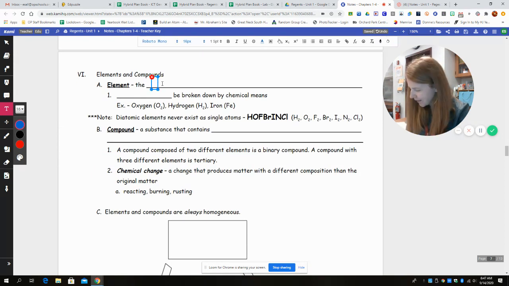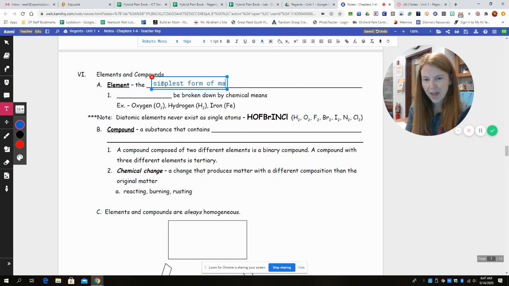Elements and compounds. An element is the simplest form of matter. It cannot be broken down by chemical means. So oxygen, hydrogen, iron, things that are on the periodic table are all elements. Now there are certain elements, there's 7 of them to be exact, that can never exist by themselves. So hydrogen, oxygen, fluorine, bromine, iodine, nitrogen, and chlorine are known as diatomic elements. So di means two atom elements, literally.